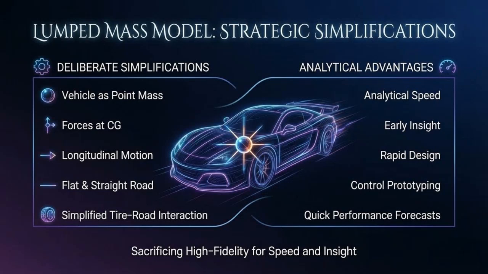The lumped mass model is the simplest dynamic representation of a vehicle. In this model, the rotational effects, suspension motion, wheel dynamics, and load transfer are neglected, assuming straight line motion on a flat road with simplified tire road interaction. Despite these assumptions, the model is highly valuable for rapid analytical speed calculations, early performance targeting, control prototyping, and initial vehicle design forecasts.